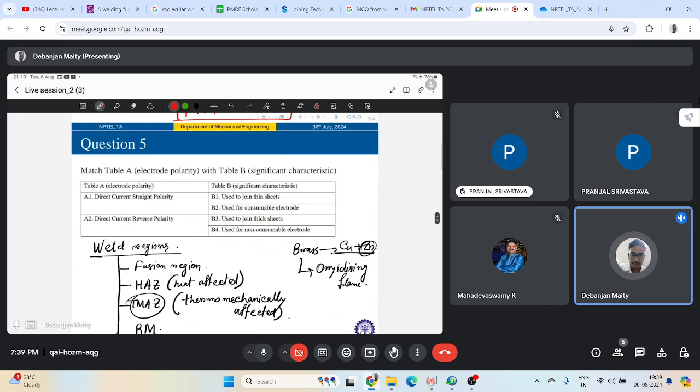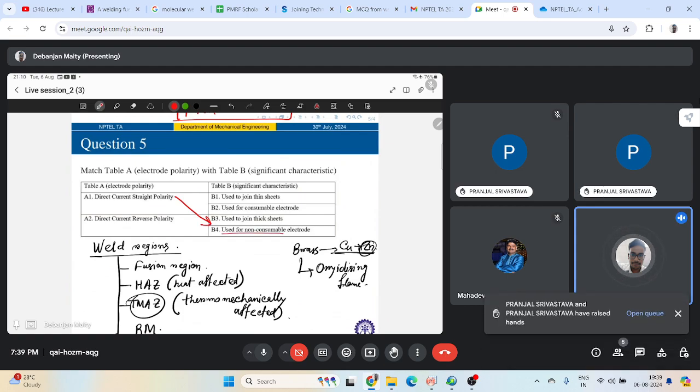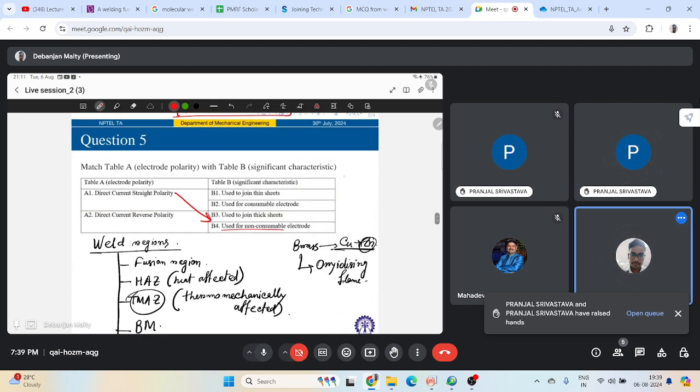Now to my next question: direct current straight polarity that is used to join thick sheets and used for non-consumable electrodes. So A1 will be matched to B3 and B4, and A2 will be matched to B1 and B2. I had explained this.